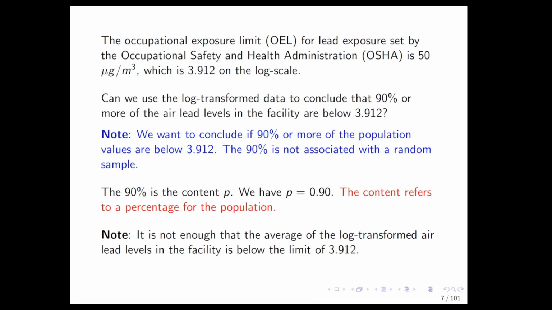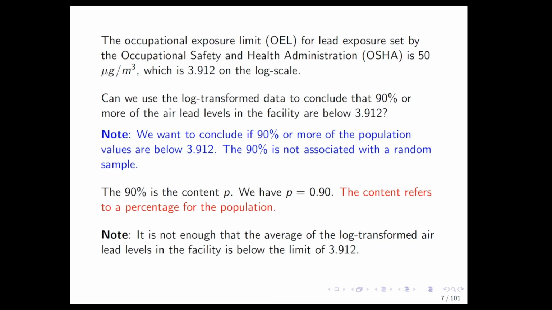The data we have obtained, those 15 numbers, can we use it to conclude that 90% or more of the air lead levels will be below this limit? So from now on, we are going to talk in terms of the log transformed data. So the limit now is 3.912. So we want to conclude 90% or more of a population is below a certain limit.